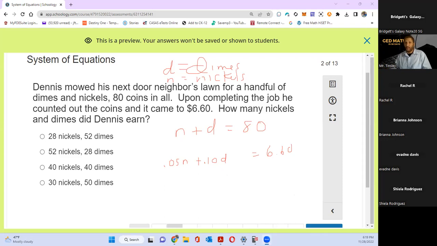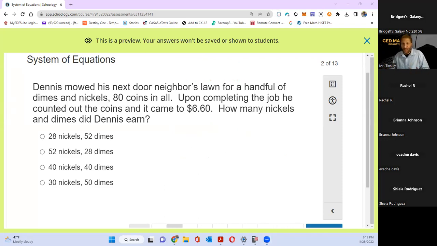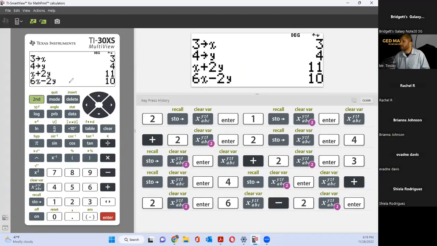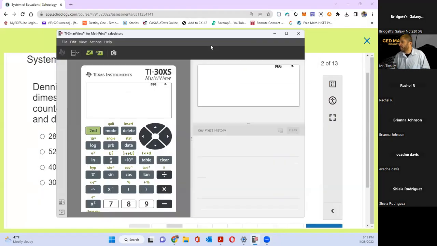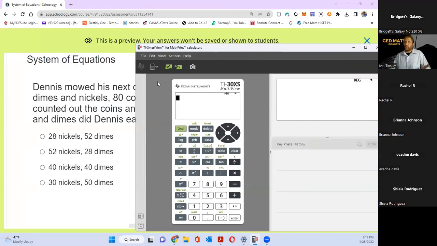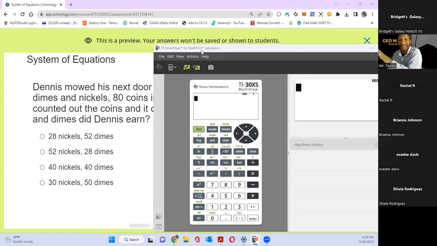Yes, plug it in. Plug what in? So let me clear the screen. What do you mean? So you want to grab my calculator? And tell me what I'm plugging in. Now, I'm going to maximize the calculator later because I want to be able to see the multiple choice. So the first thing we should do is notice that in all our multiple choice, we have 80 coins, because 28 plus 52 is 80, 52 plus 28 is 80, 40 plus 40 is 80, 30 plus 50 is 80. So we already know that these multiple choice answers satisfy the first equation, N plus D equals 80. Now we need to figure out which multiple choice is equal to 660.